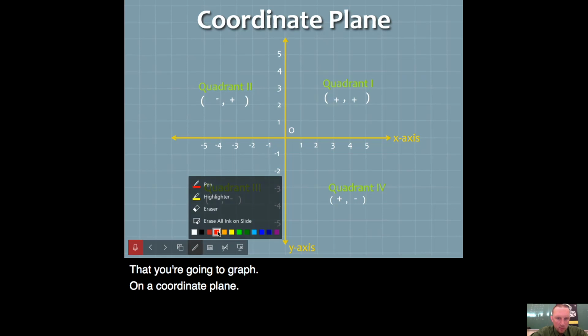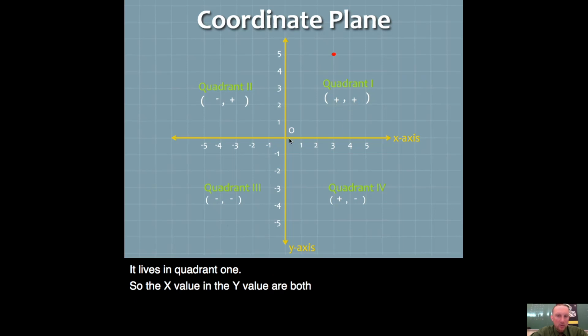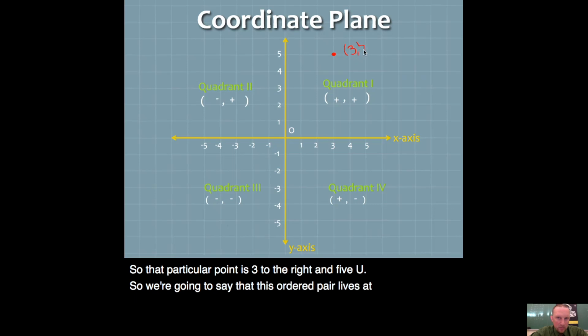For example, this point right here has an x value and a y value. It lives in quadrant 1. So the x value and the y value are both positive. That's what that means. So that particular point is 3 to the right and 5 up. So we're going to say that this ordered pair lives at 3, 5.